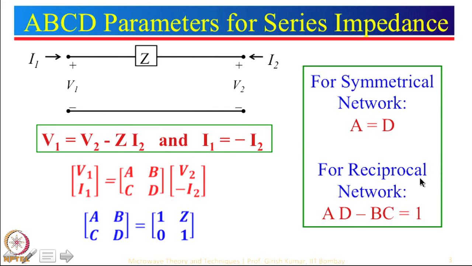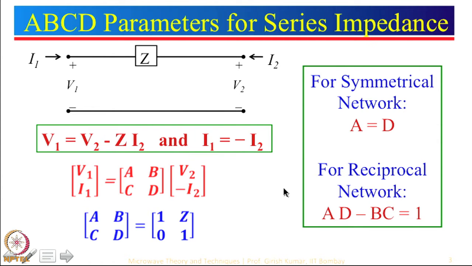What does a reciprocal network mean? That if I give an input on this side, whatever output I get, if I give this same input on this side, then I should get the same output here. So, in fact, all those networks will be reciprocal which have, let us say, resistor, inductor, capacitor, transmission line, and so on. Of course, if it consists of an active network, then it will not be reciprocal.